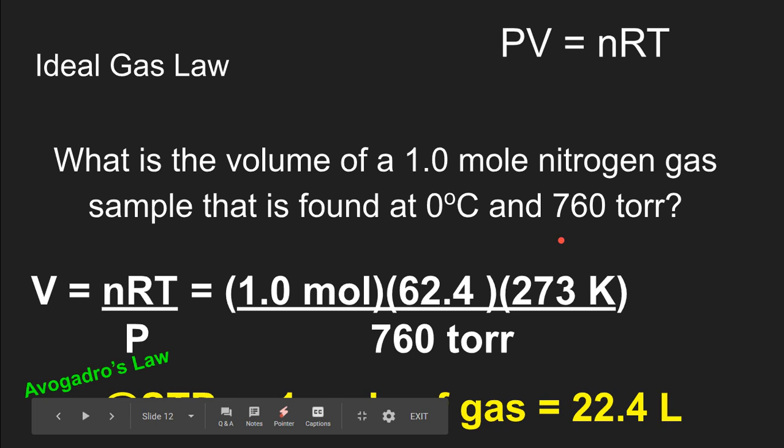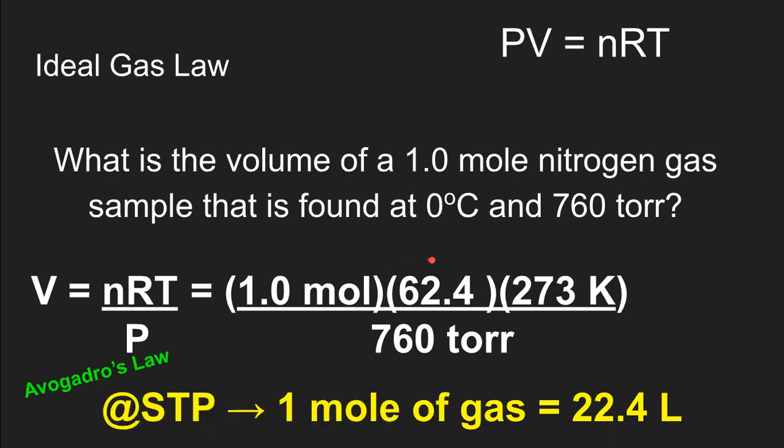And what that actually is doing is showing the fact that this is actually at STP, if you didn't realize it. 760 torr is 1 ATM. 1 ATM and 0 degrees, when you have 1 mole of it, equals 22.4 liters. So that's how that's always going to come out.